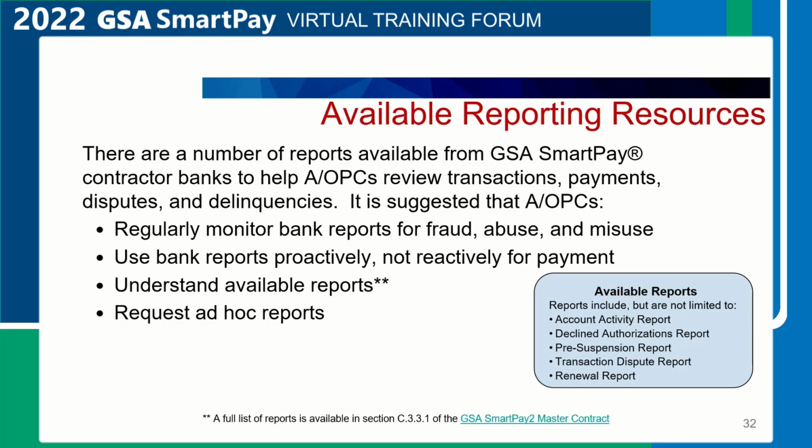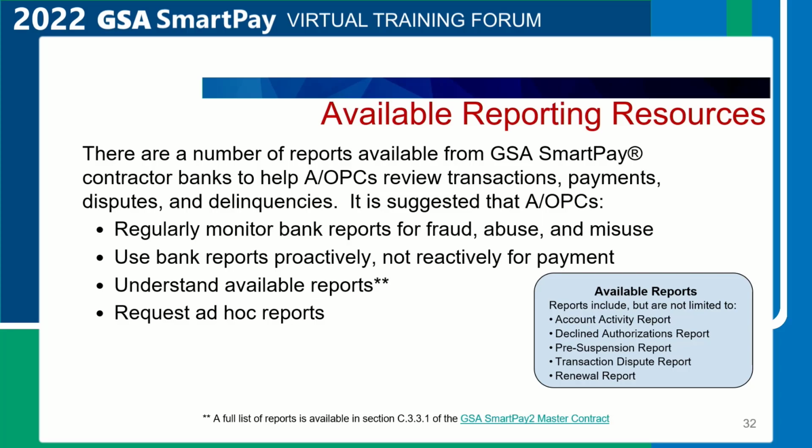Next is a declining authorization report, which is a report that shows if your cardholders have attempted to use their card, but for some reason it was declined. It could have been for something they weren't authorized to purchase, something that exceeds their single purchase limit, their monthly purchase limit, or it could just be from a merchant that is blocked by the merchant category code.